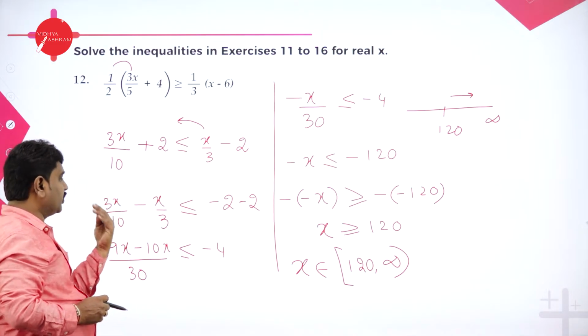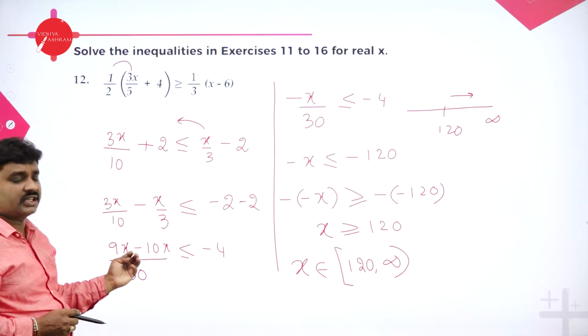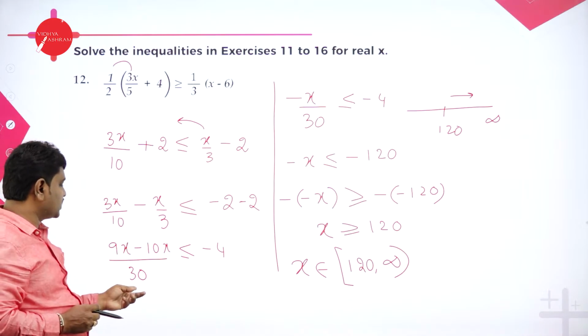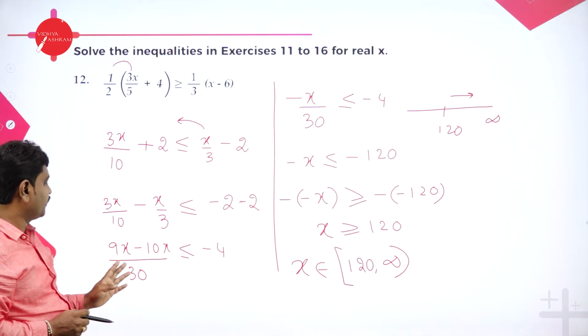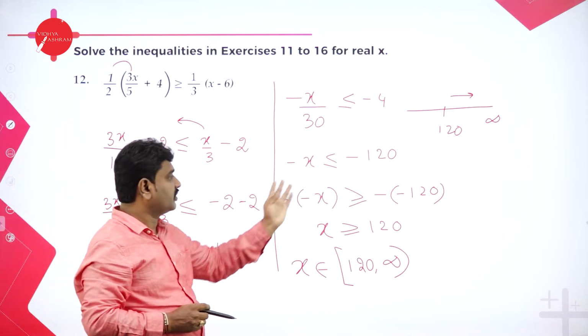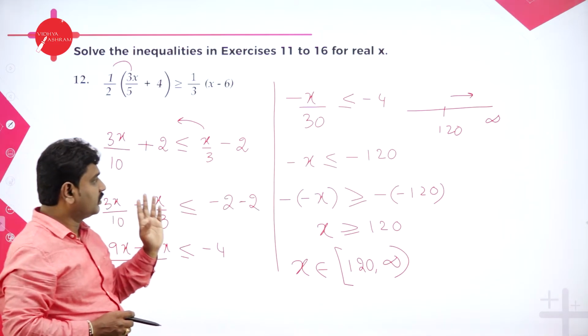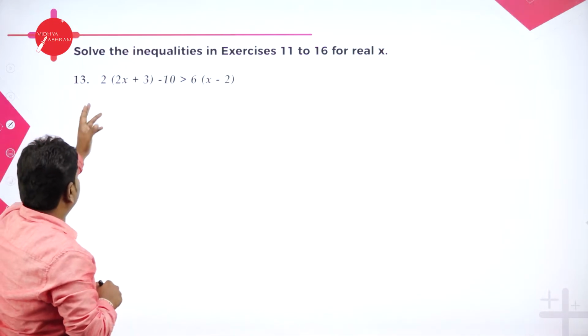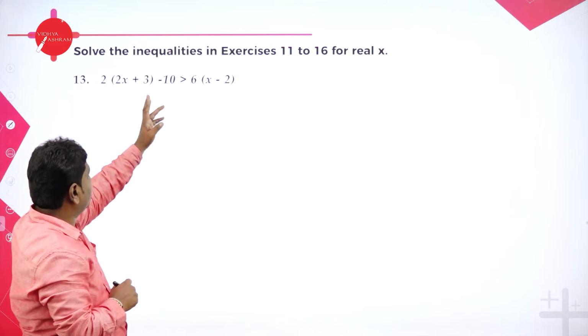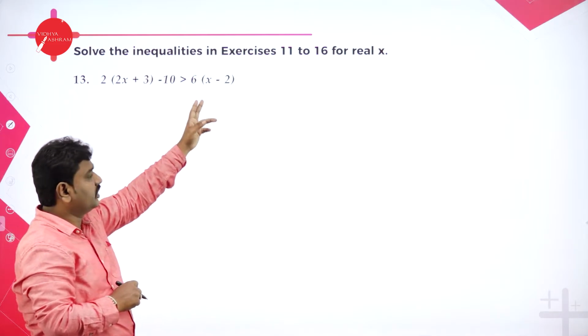And bring x by 3 to LHS, it will become minus x by 3. Take LCM. For 10 and 3, LCM is 30. Then 9x minus 10x, it will become minus x. And transfer 30 to that side, it will become 120 and minus 120, and multiply minus on both sides, you will get this. Next, 2 into 2x plus 3 minus 10 greater than 6 into x minus 2.